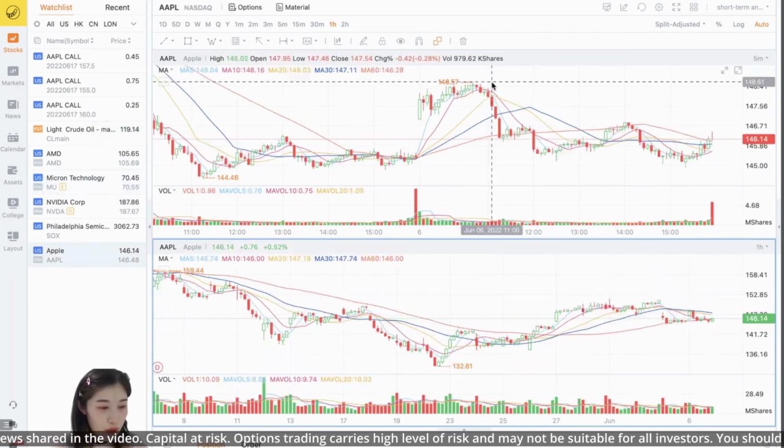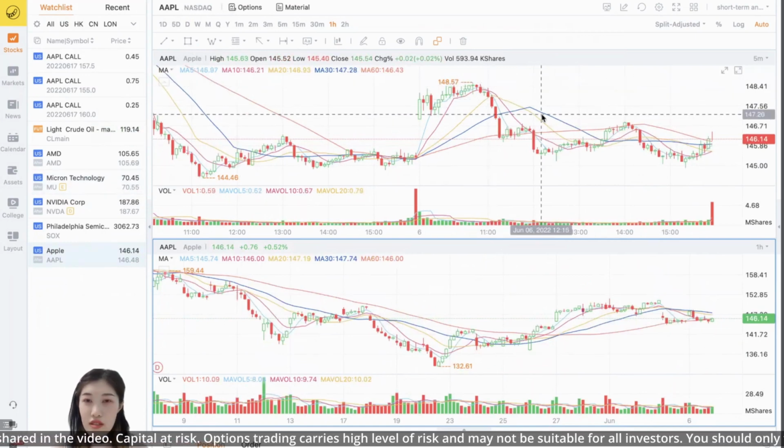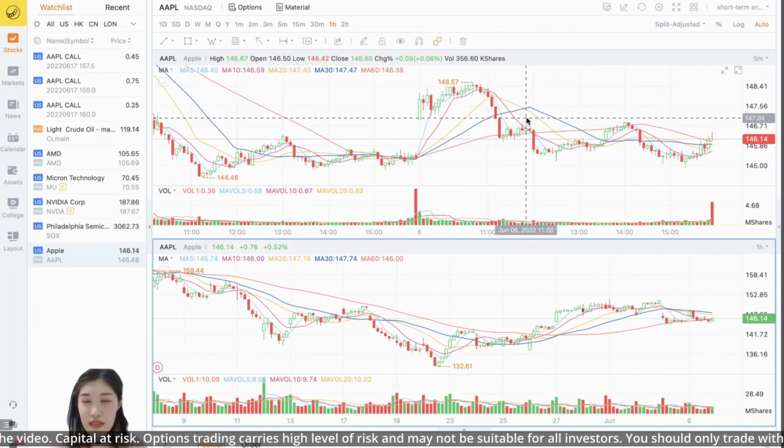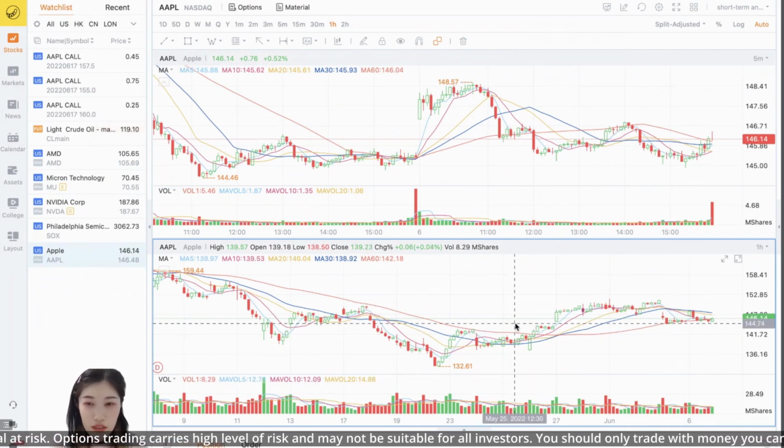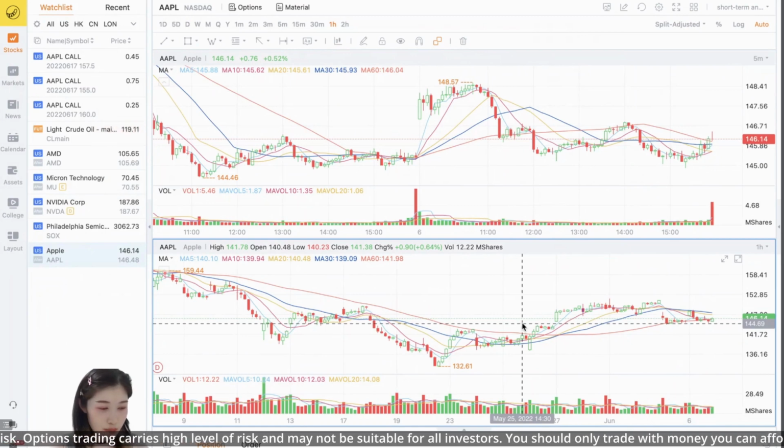Going back to Apple. The 5 minute chart here, we will use it to determine where I enter and exit. And for the 1 hour chart, I will rely on it to see the overall trend of the day.